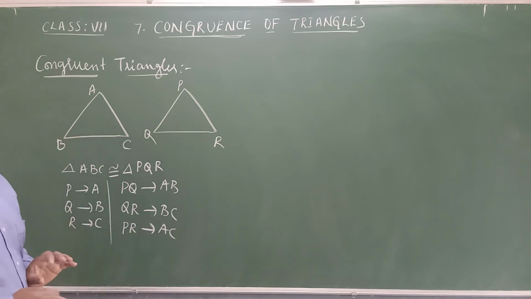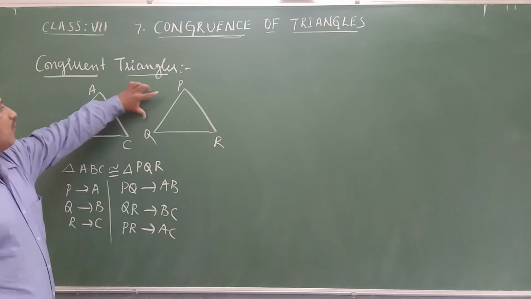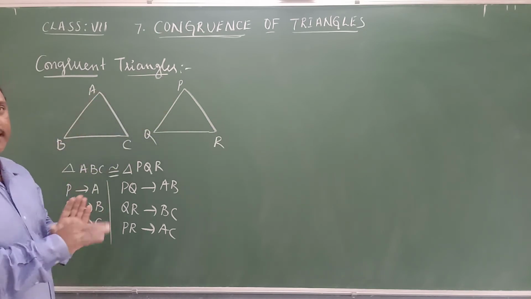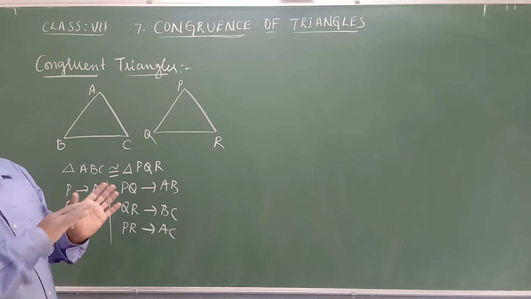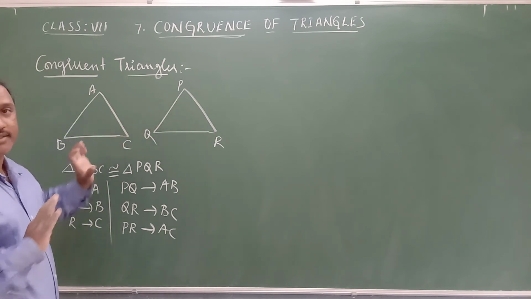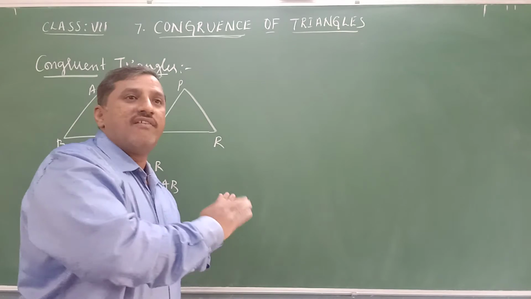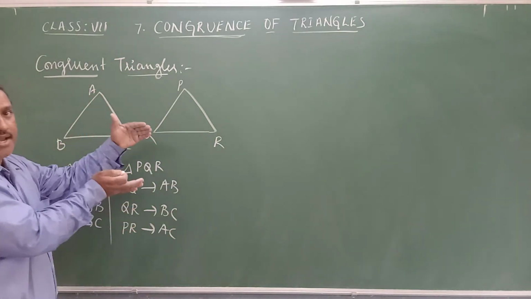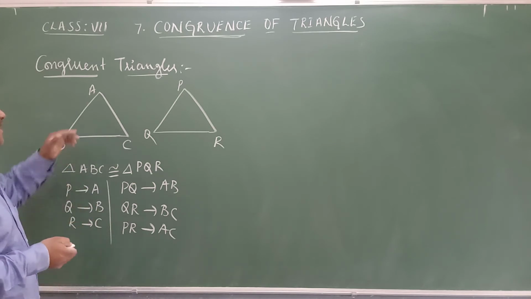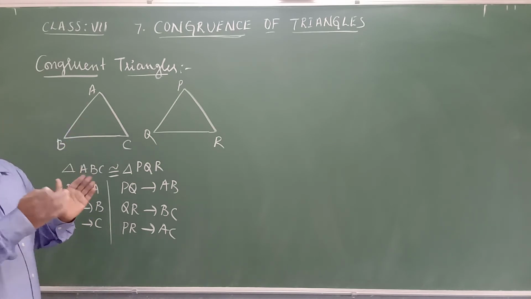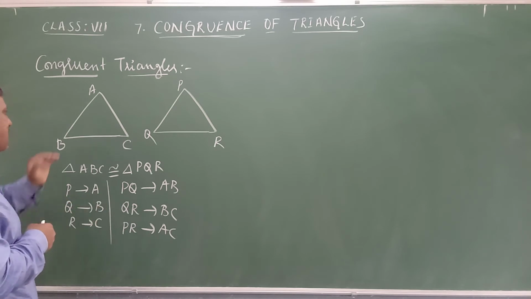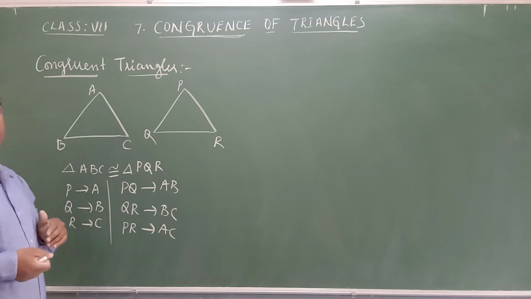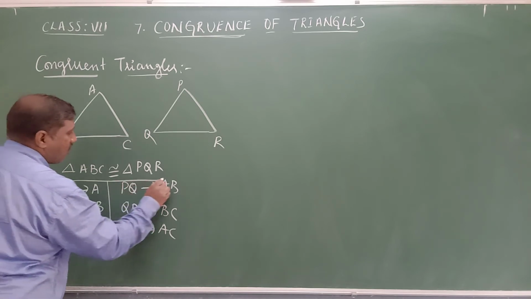Will falls along the side AC. It means that when we place triangle PQR and triangle ABC, all three vertices in order will coincide, and all three sides of one triangle will coincide with the sides of the other triangle. They will fall and occupy the same length. Then we can say that the two triangles have the same size and the same shape. Therefore, they are congruent triangles.